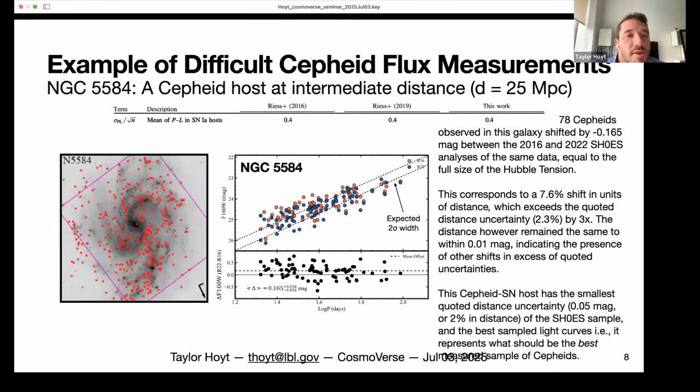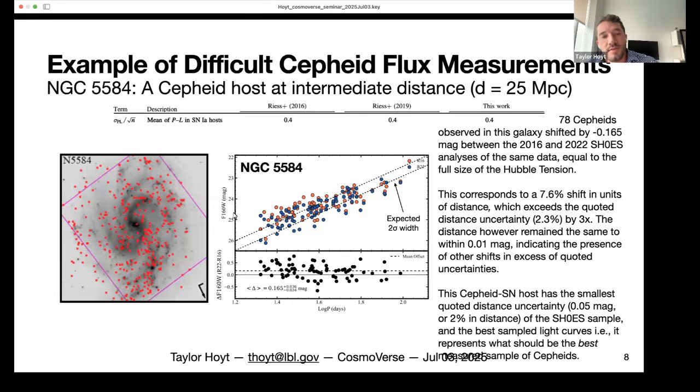And so I just want to show an example of how difficult these Cepheid flux measurements can be. This is NGC 5584, a Cepheid host at an intermediate distance, 25 megaparsecs. The galaxy is shown on the left with the Cepheids identified by the SHOES team with red dots. In the middle panel, I show the Cepheid period luminosity relation in the H band, which is the band from which the Cepheid distances are derived once an optical reddening correction is applied.